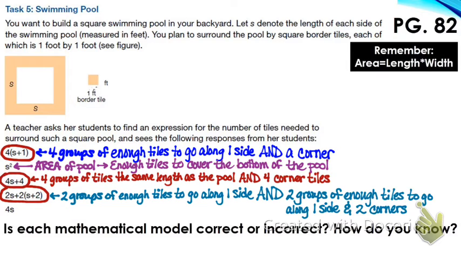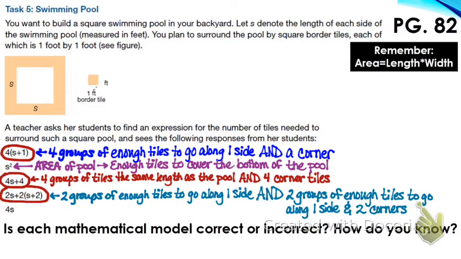For this one, it didn't get circled. You guys said this one was not enough tiles or it was too many tiles. What does this 4S represent? Think about what we've set up above. What does the 4S represent?